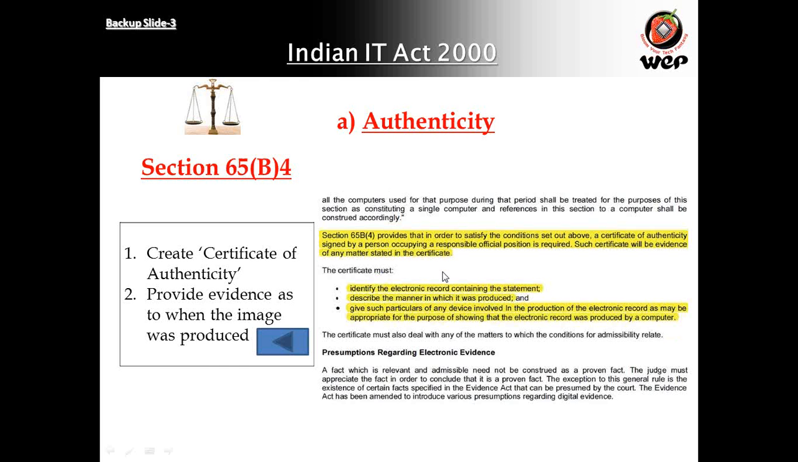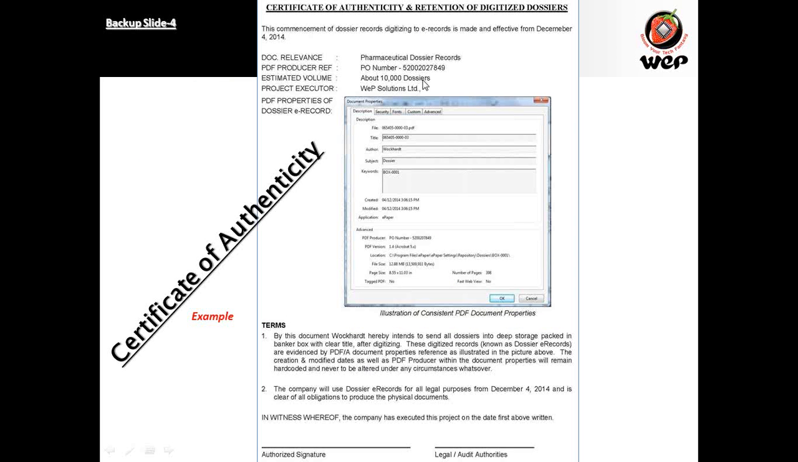Here is a certificate that has been put in place, creating authenticity for a project record that has been digitized. Here we have information such as the document relevance, the PDF producer reference, that's where it's hard-coded to give reference to the particular document, and estimated volume. These are part of the certificate creation procedure. A screenshot of probably one of the documents that has been digitized is also put over here as an example.